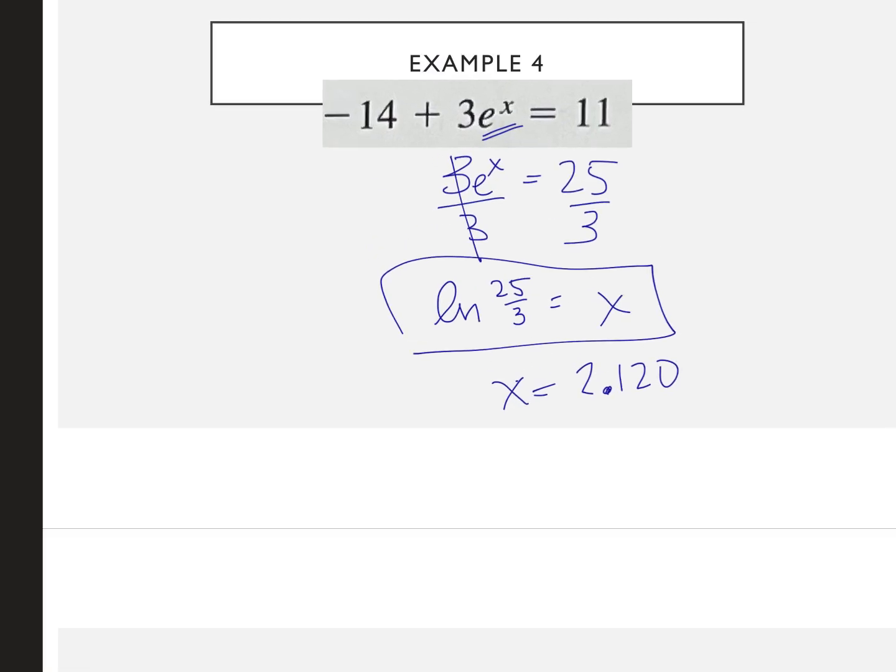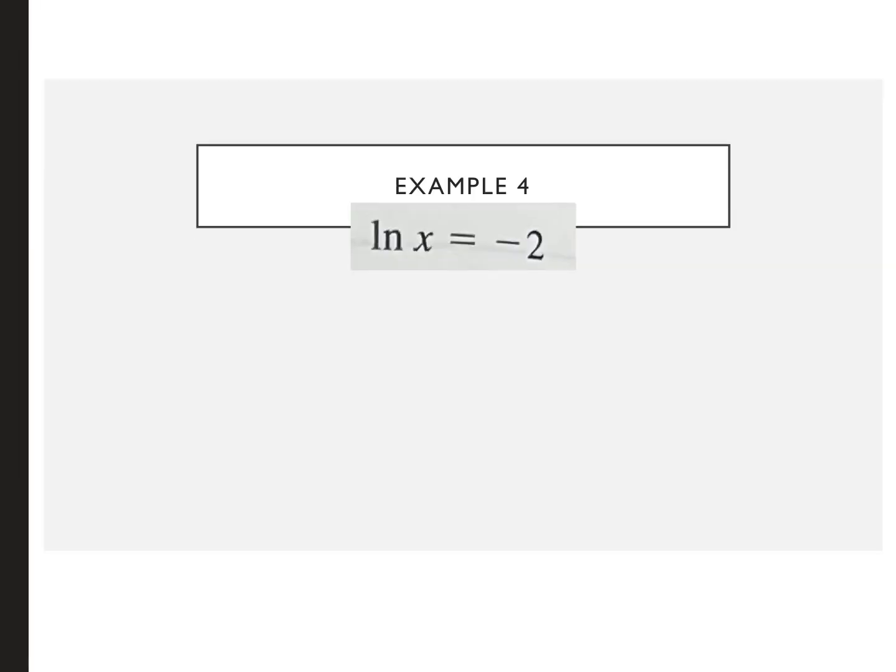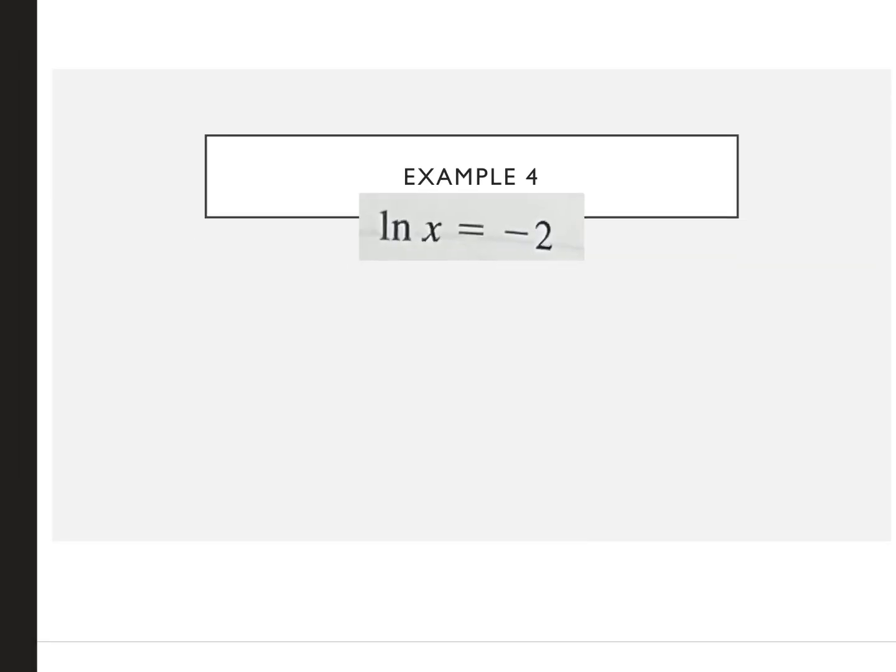Oh, and I obviously misnumbered this. This was number 4. This is now number 5. Okay, so let's see. This is in natural log form, but I can't solve for x because it's sort of trapped right under the log. But I can rewrite this in the other form. So this would be base of e raised to the negative 2 equals x.